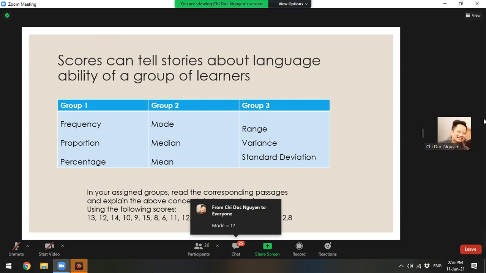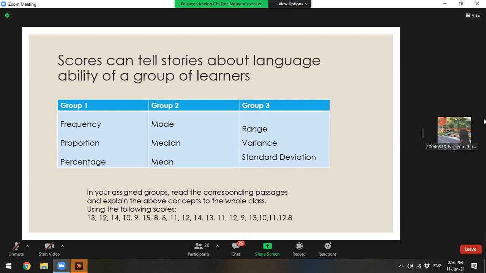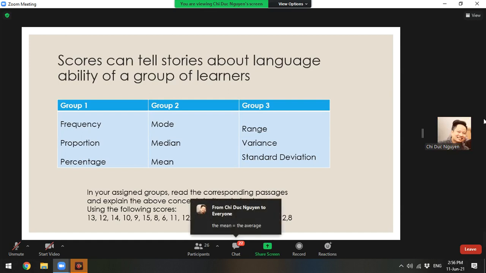Thank you. And what about the other ones? I'm not sure about the median, but the mean can be calculated by using the sum of all the scores and dividing it by the number of scores. So the mean is the average. Yes, you sum all the numbers up and divide by 20, and after that, you have the mean.